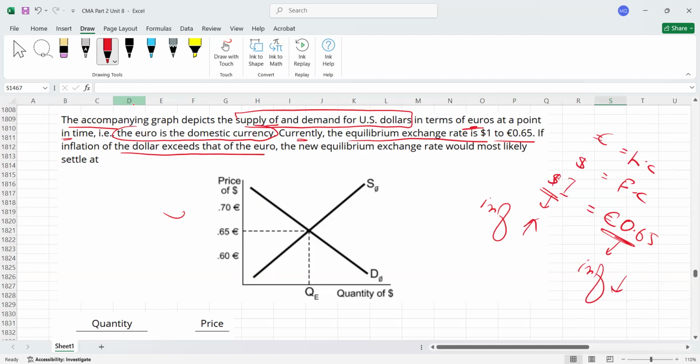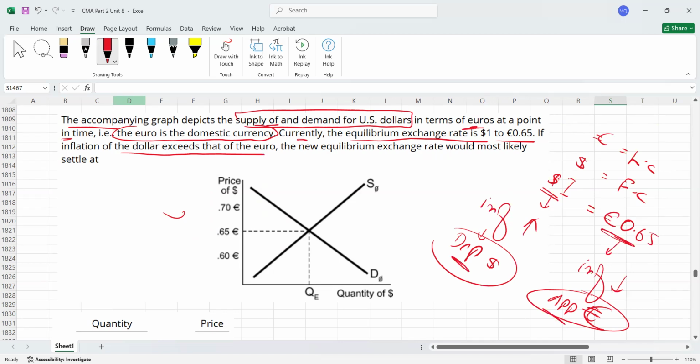So I told you the general rule for inflation, if you remember: the country in which inflation will be higher, that currency will depreciate. It means the dollar will depreciate, right? Because inflation is higher in the dollar, and in the euro, inflation is less. So it means the euro will appreciate. Okay, this is the outcome now. The dollar should depreciate and the euro should appreciate.